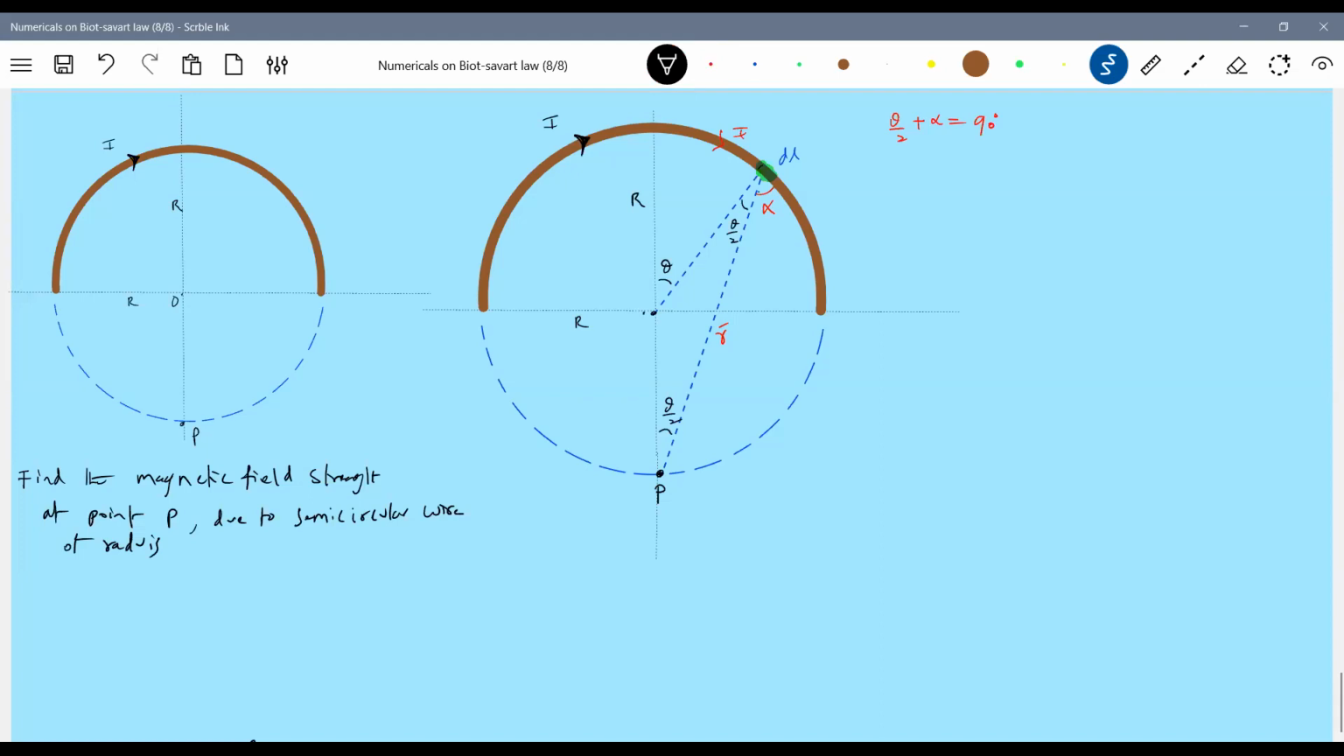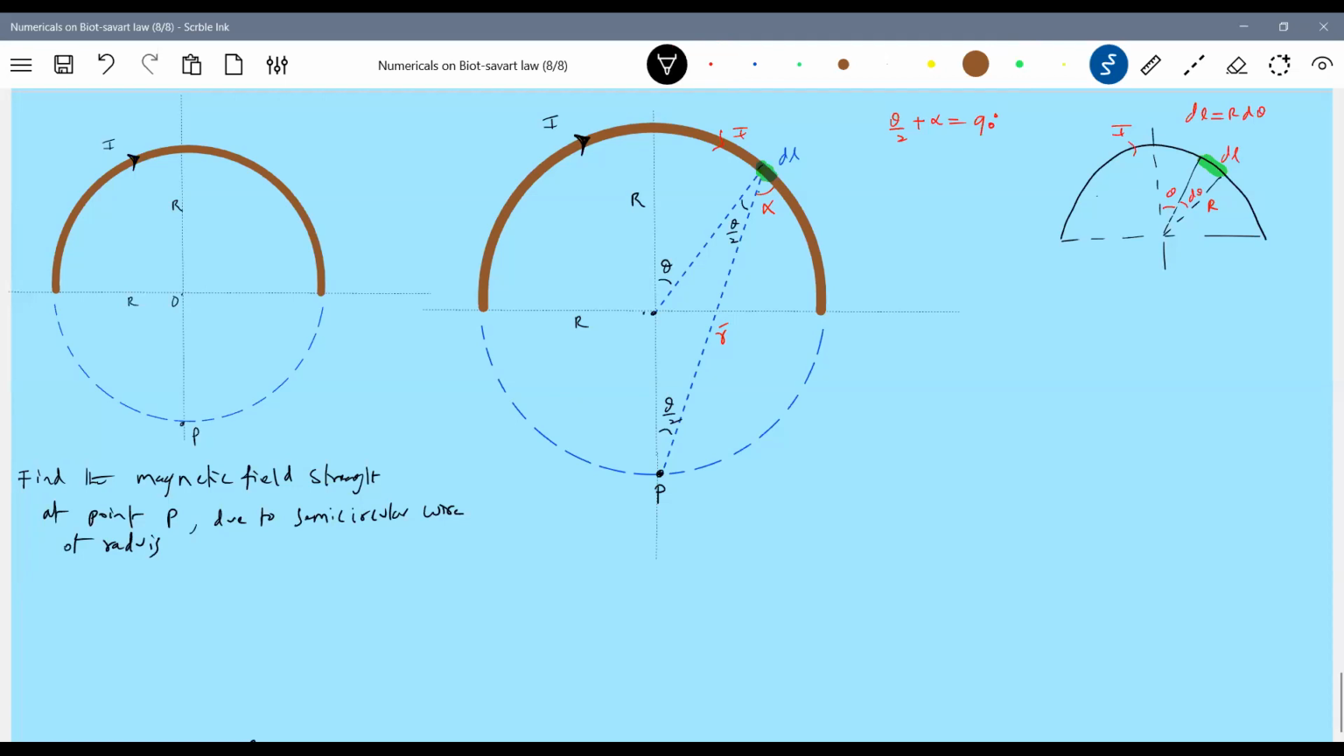And one more small rough diagram. This is the theta we defined. This is d theta, this is dl, this is r. So dl is equal to r d theta, current element. And the current I is flowing. So all these things are going to help us a lot. Okay, let's write the magnetic field at point P due to this current element.